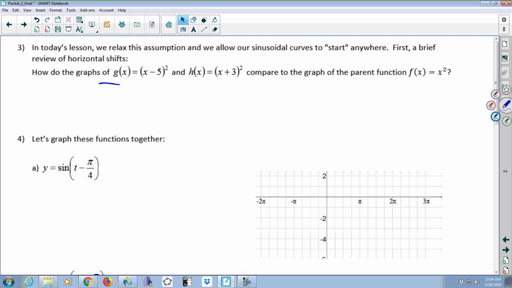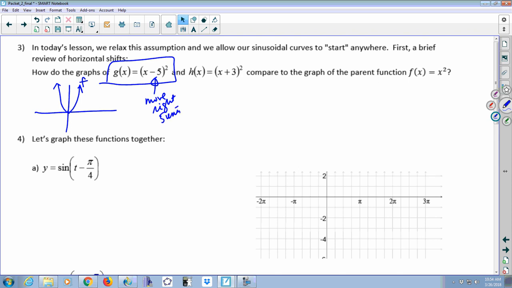So what would happen to our parent function y equals x squared, let's call this f, if g of x was x minus 5 quantity squared? What would g look like in comparison to f? What's the transformation here? Yep, Hazel? Yeah, this tells you you move right, you shift right 5 units.